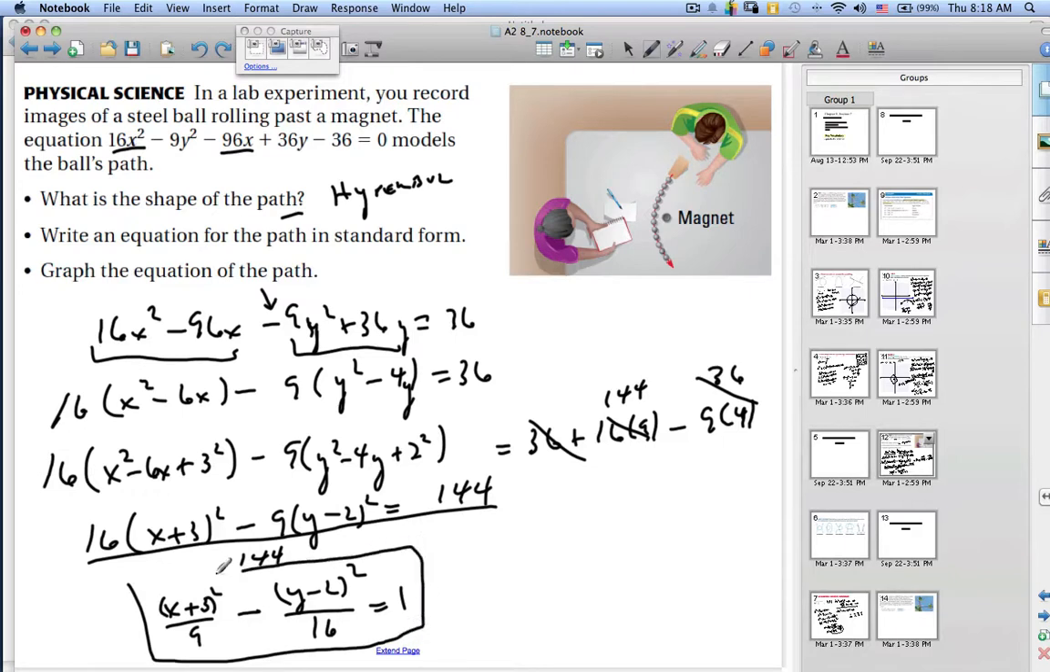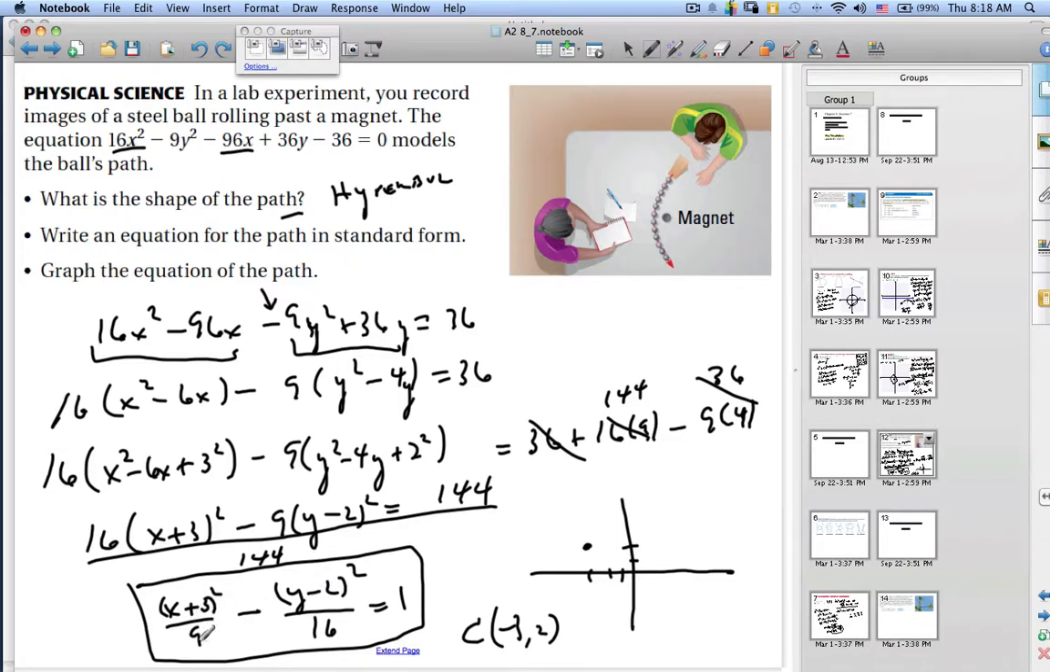And then if I wanted to graph the equation of the path, I would go ahead and graph this hyperbola. We've already gone through how you graph a hyperbola. I know that my center, though, is at, let's do a really quick version of this, negative 3, 2. So 1, 2, 3, 1, 2. Here's my center, because h and k are negative 3 and 2.